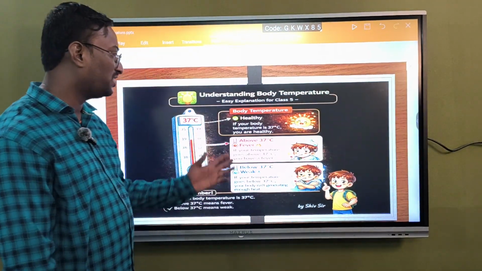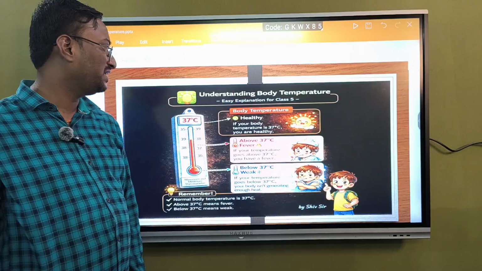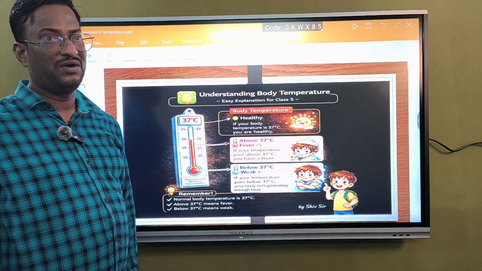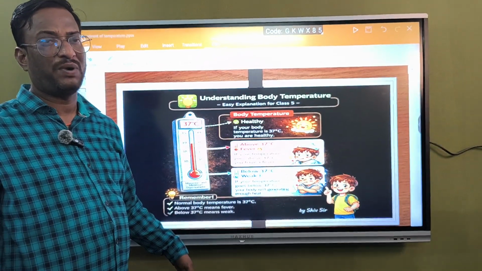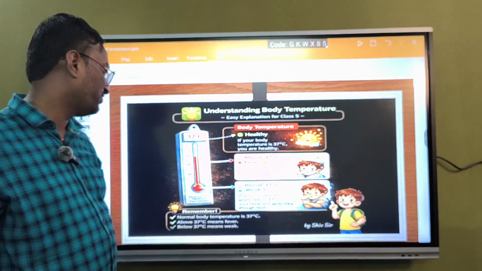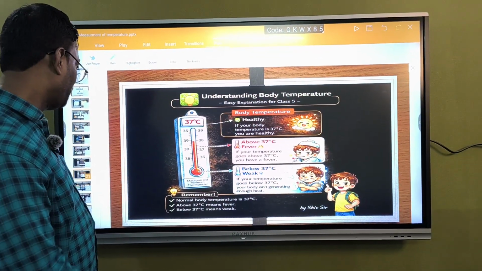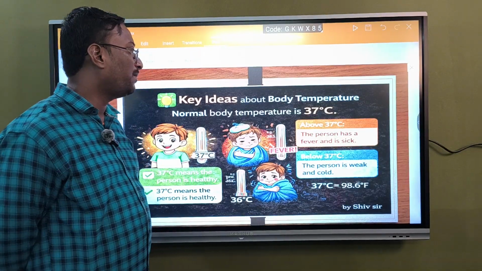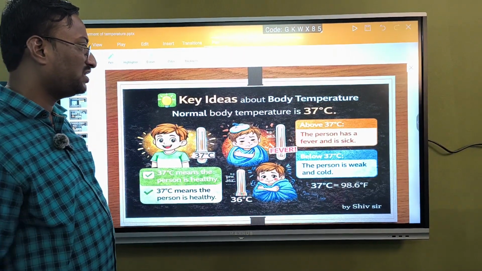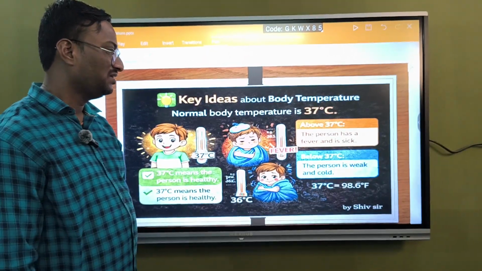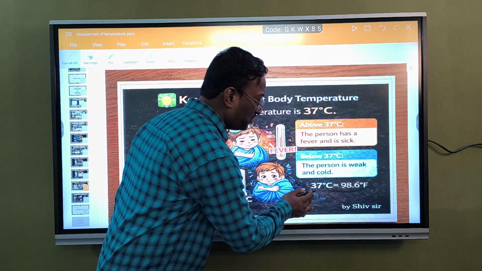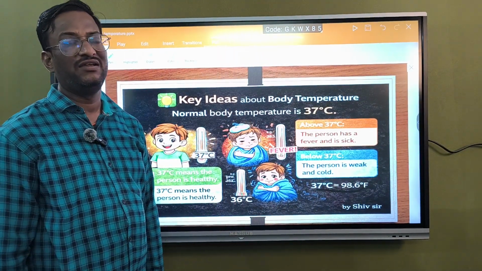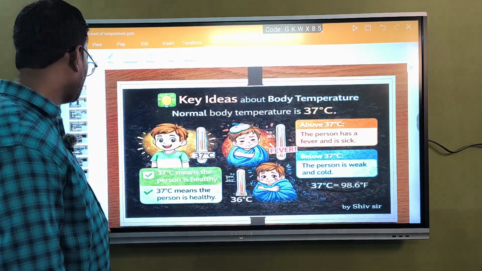This is the thing we already discussed. Above 37 degrees is high fever. Below 37 degrees centigrade body temperature we call low fever, weak. Next, key ideas about body temperature, the same thing we have discussed: 37 degrees centigrade is equal to 98.6 degrees Fahrenheit. Remember that, children.